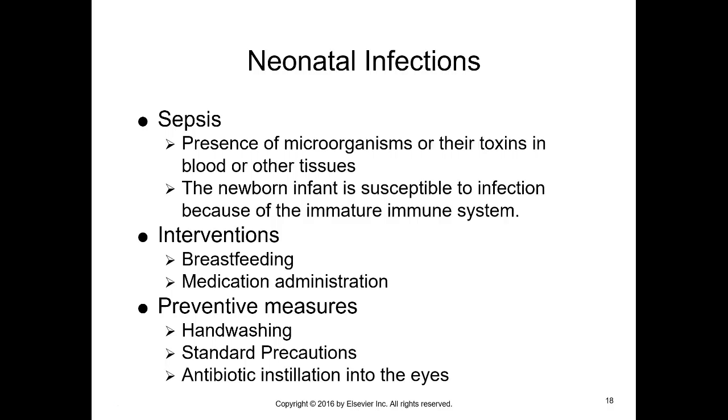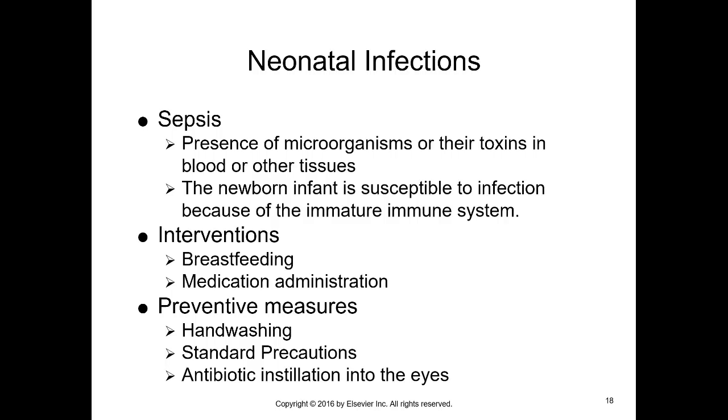Early onset sepsis is associated with preterm labor, PROM, maternal fever during labor, chorioamnionitis, and the organisms include group B strep, H. influenzae, Listeria, E. coli, and Strep pneumoniae.